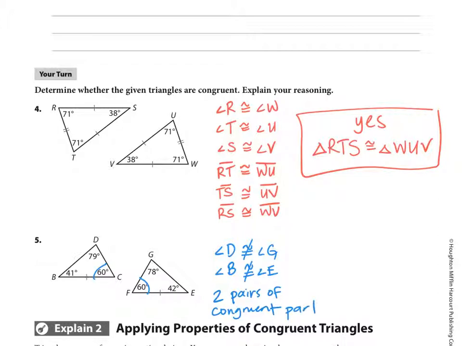And you can even list them. I'll write it down over here on the left side. It's only angle C and angle F. That's 1 pair. And the other pair is BC is congruent to EF. And that's it. So only 2 pairs of congruent parts means that it's no, not congruent.